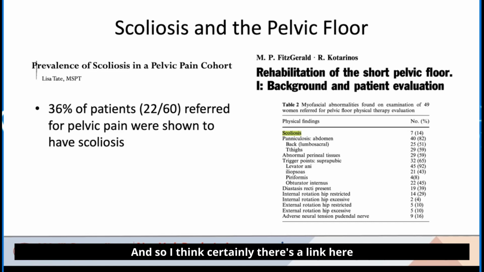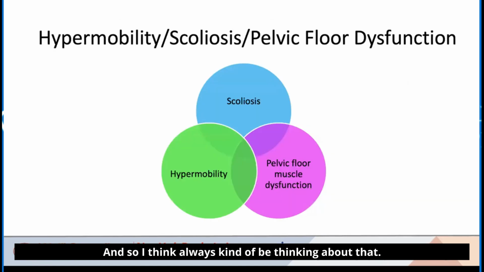And so I think there's certainly a link here, and maybe not so well explored in the literature, but I can say specifically in my clinic, I do see that quite a bit. And so I think we should always be thinking about that. This is that Venn diagram where we're thinking about scoliosis and pelvic floor, and certainly scoliosis and hypermobility. And when you have both of those, I would really think about these folks here in the middle that might have all three. And so, again, screening for and/or referring when needed is important.